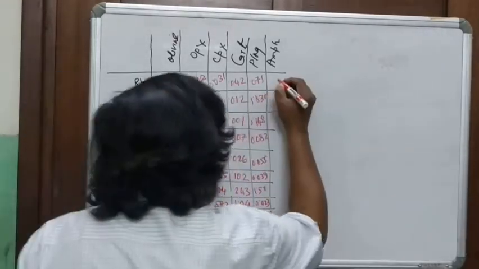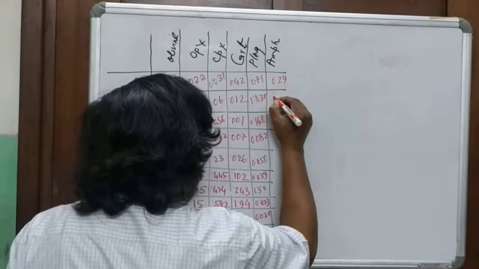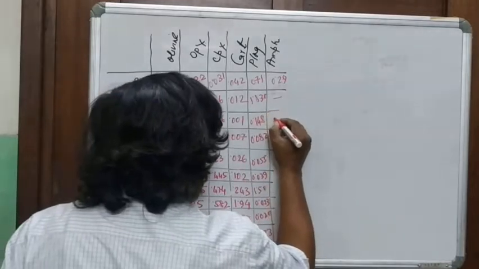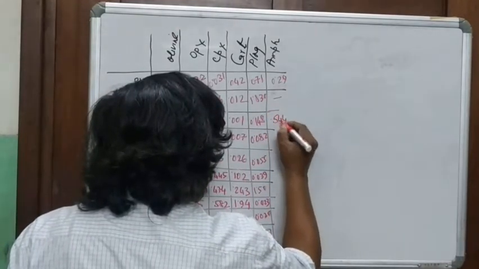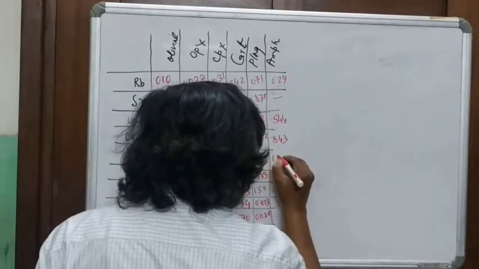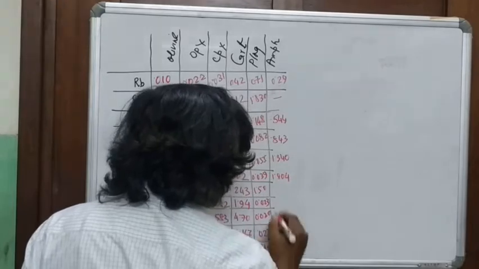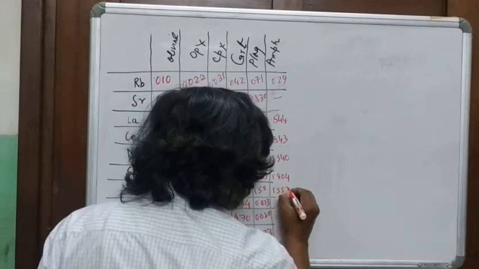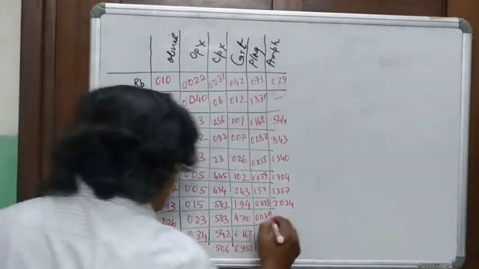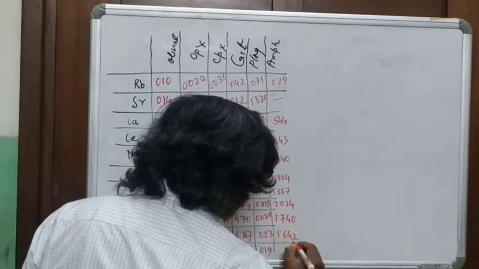Now amphibole: rubidium 0.29, no strontium, lanthanum 0.544, cerium 0.843, 1.340, 1.804, 1.557, 2.024, 1.740, 1.642, 1.563.